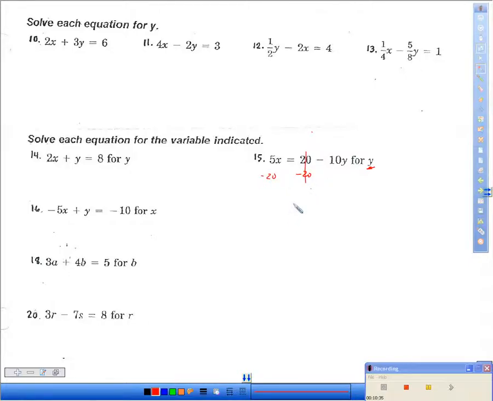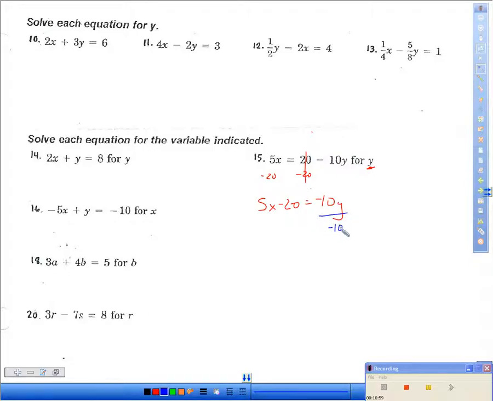The 20s cancel. So on the left hand side we have 5x minus 20. Well, I can't subtract those and get negative 15x. These aren't like terms. Again, they don't have the same variables and exponents. So the only way that we can express that is just 5x minus 20. On the right hand side, at this point we have negative 10y. Now we're one step away from getting y by itself.